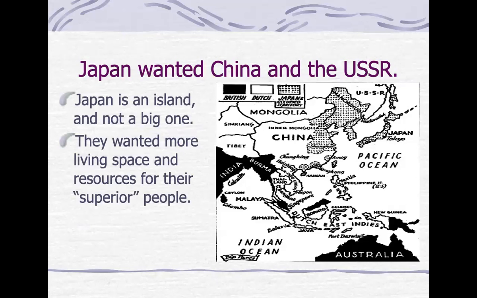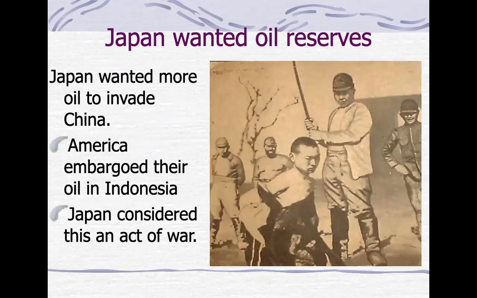You can see for the most part, China was Dutch, Mongolia was Dutch, Tibet and Sikkim Dutch, and there's some other Dutch and British stuff down there. But you can see how they're getting closer there to the USSR. So Japan wanted oil reserves. Japan wanted more oil, and so they invaded China because they knew China would have oil. And America was at this point embargoing oil in Indonesia. So Japan considered this an act of war.